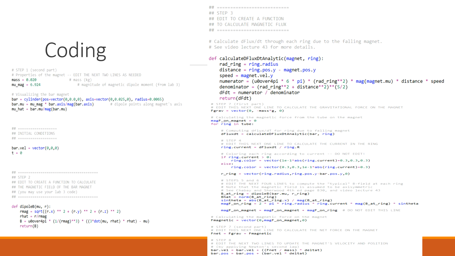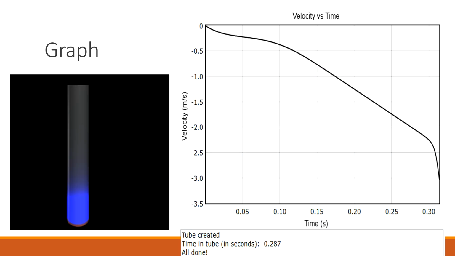This is the code itself. Mainly all this is just used so we can get our graph and visual model in the next slide. Here we can see the visual and the graph created by the computational model. Ideally, the graph would be completely flat going through the tube, as gravity and the magnetic force should equal out, making a constant velocity. But the computational model doesn't cover everything, so we weren't able to see that here, unfortunately. But we did get a time of 0.287 seconds.